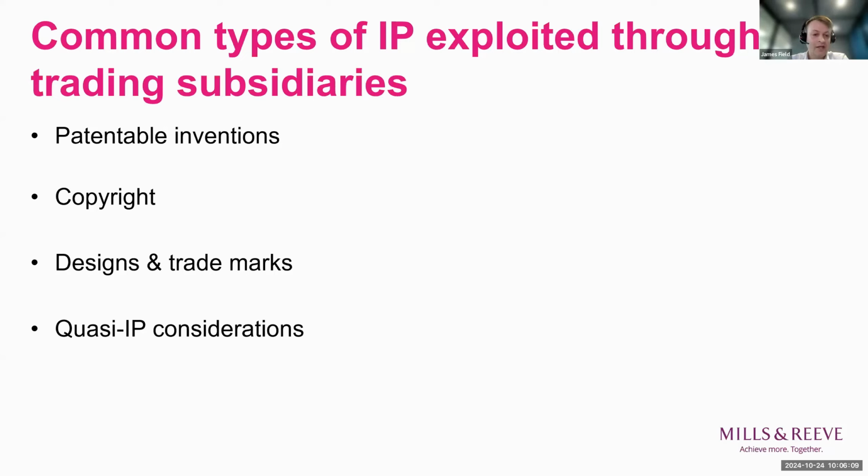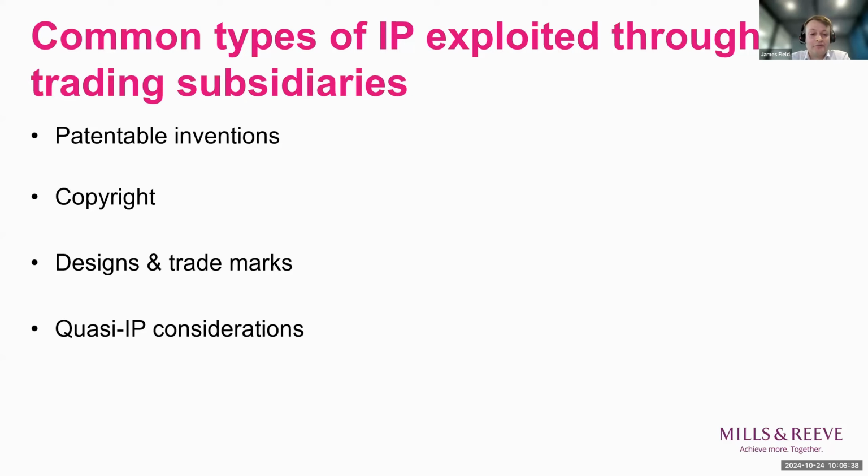I'm not going to go into too much detail about designs and trademarks, but it is possible that the university could have registered designs, it could have unregistered designs, it could have a combination of both that it's seeking to exploit. And equally, trademarks could be involved as well, although it's probably fair to say with trademarks that it's likely to be ancillary to the exploitation. It's very unlikely that you would be setting up a trading subsidiary just to exploit a trademark.